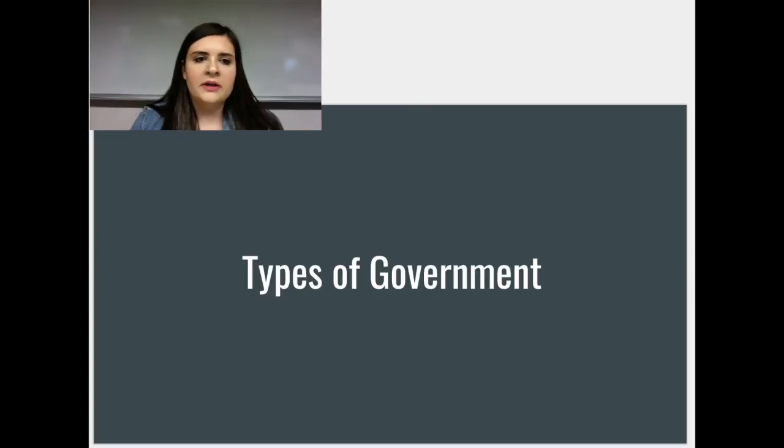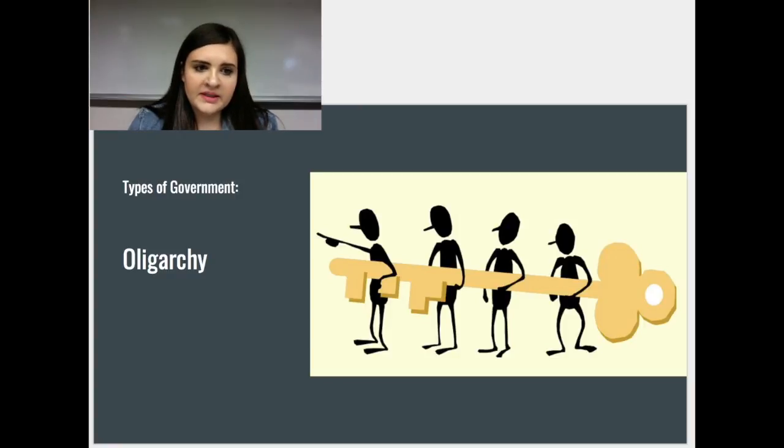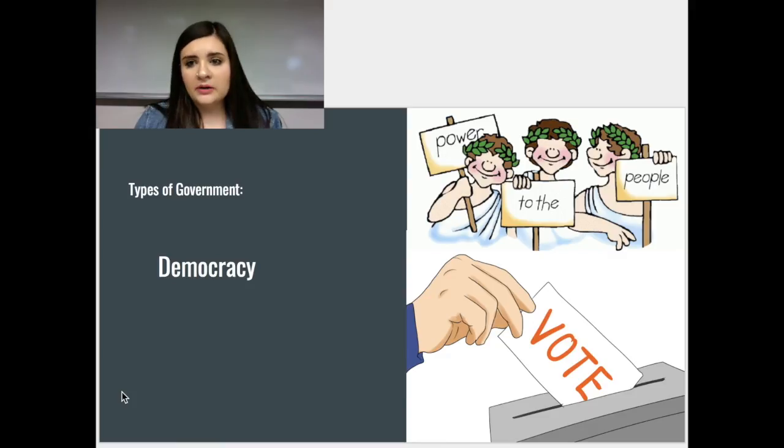The ancient Greek philosopher Aristotle identified 3 types of governments. The first type of government identified is an autocracy. An autocracy refers to a system of government by one person with absolute power. The second type of government identified is an oligarchy. An oligarchy refers to a small group of people having control over a government or country. The third is democracy. Essentially, this means rule by many people.